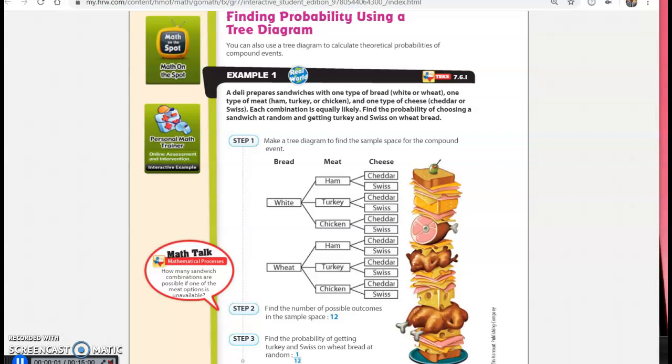Hello, you guys. Today we are going to be looking at finding probability using a tree diagram.